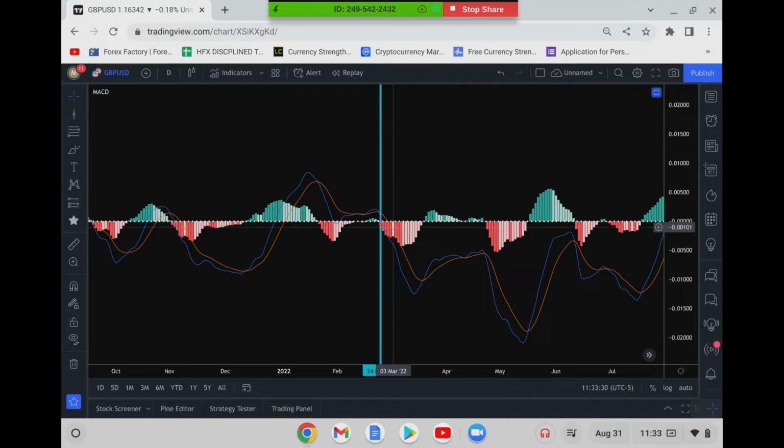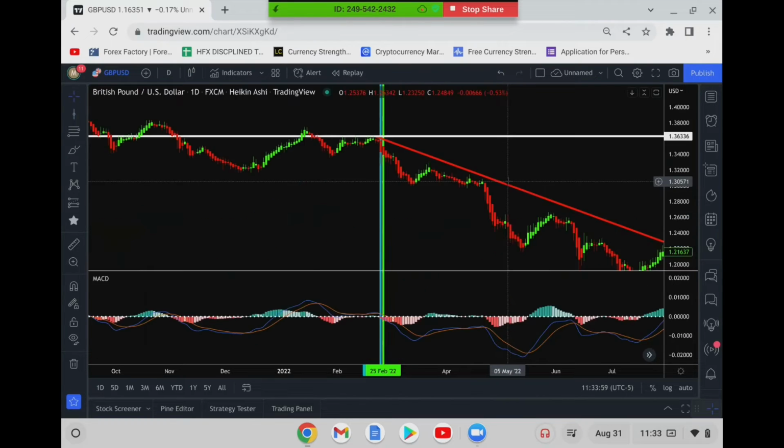But I would have personally waited until the next candle. And the reason being is because I would have wanted to wait for our MACD to cross below our baseline as confirmation that price was really shifting down. So this candle right here is where I would have actually decided to get into the trade.